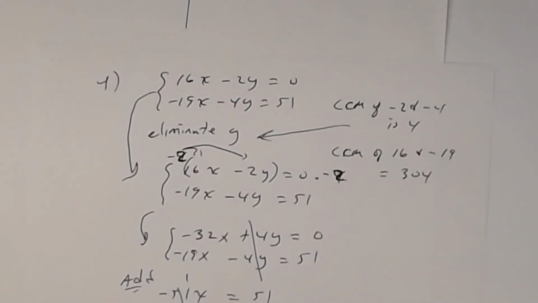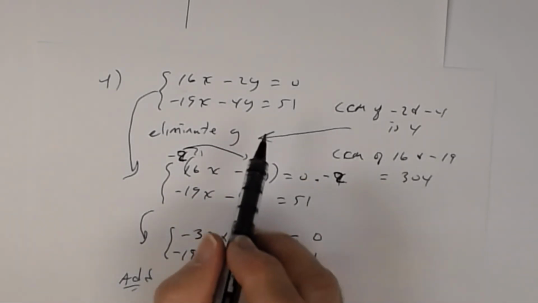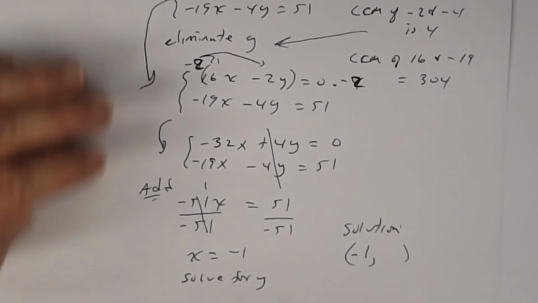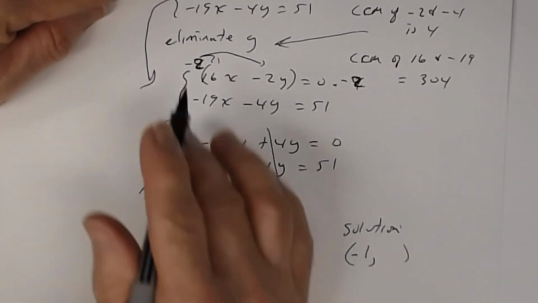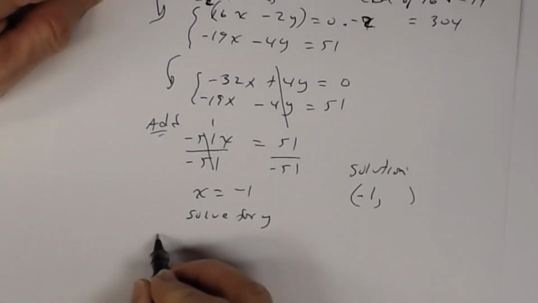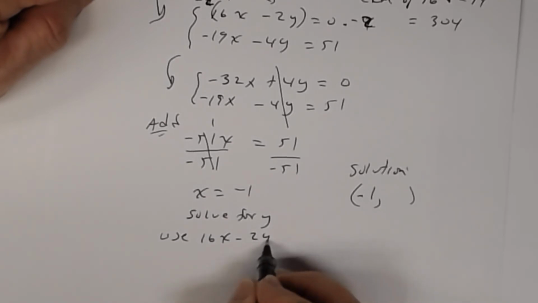It does not matter which one you use. I'm going to use the first one because that's a 0 here. It may make things a little bit easier. It does not matter though, okay? If you solve for y, you can use either one of those. And I'll do both this time just to show you. I'm going to go ahead and use the first one, 16x minus 2y equals 0.